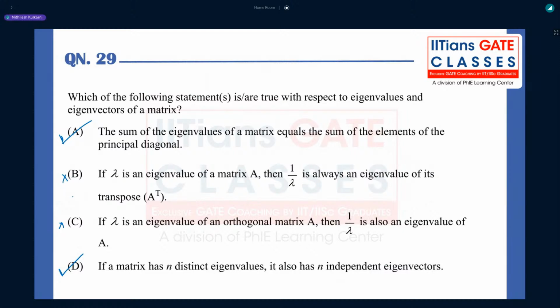Okay, so that's why this option is wrong, and similarly option C is wrong, because in an orthogonal matrix A transpose is equal to A inverse, but they have just mentioned A here, not the A transpose and A inverse. So that is the reason I have removed this also. Okay, I hope you got the answer here.